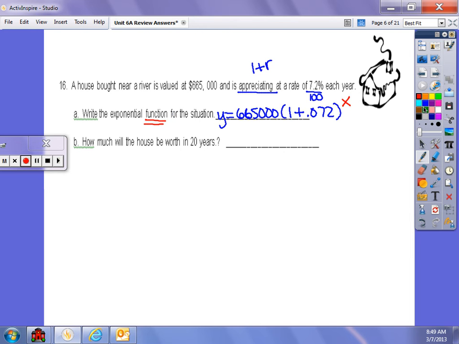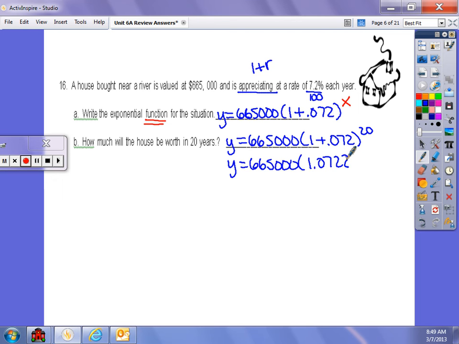Now how much will the house be worth in 20 years? That's when you're going to plug in 20 in for x. So you can take it one step further if you want. You don't have to do this part, because you can just put it all in your calculator. And you get that the house is worth $2,671,267.33 after 20 years.